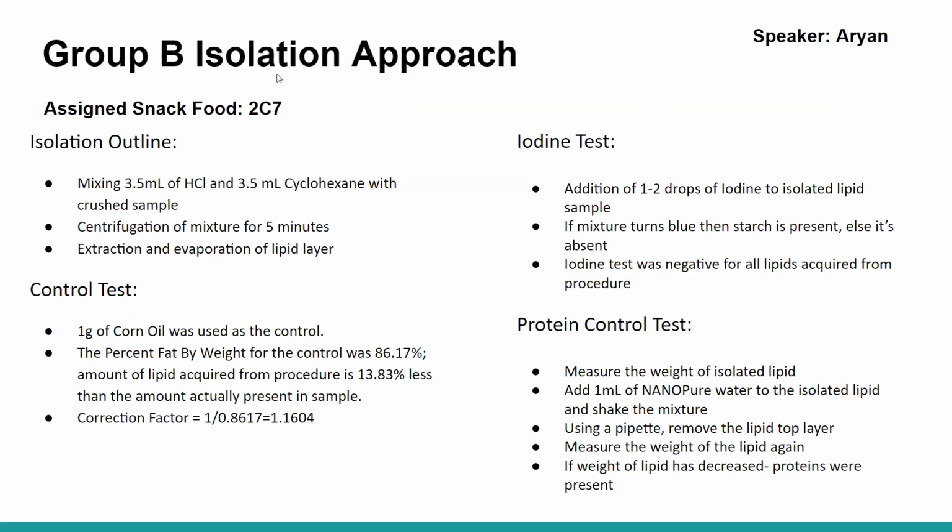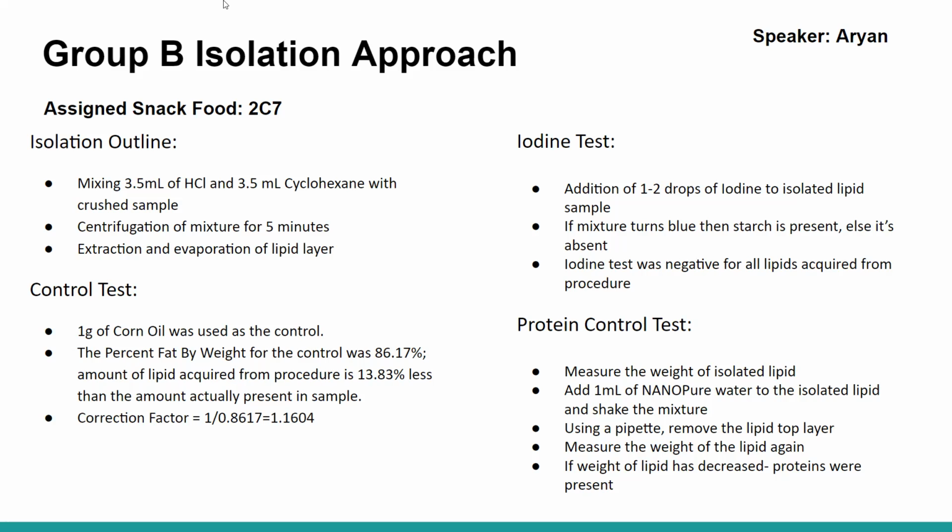So as Group B, our assigned snack food was 2C7. In order to isolate the lipid, first we crushed the sample, then mixed it with 3.5 milliliters of HCl and 3.5 milliliters of cyclohexane. We centrifuged the mixture for 5 minutes, then extracted the lipid layer and evaporated it. For the control test, we used 1 gram of corn oil. On following the procedure, we found that the percent fat by weight for the control was 86.17%. Using this, we were able to calculate our correction factor of 1.1604.